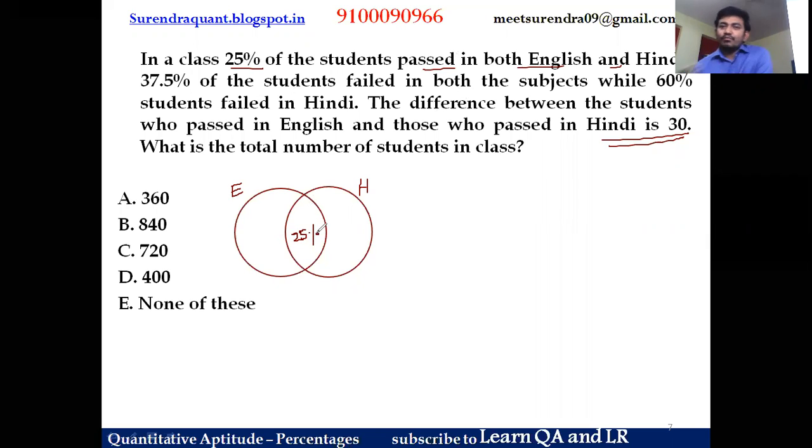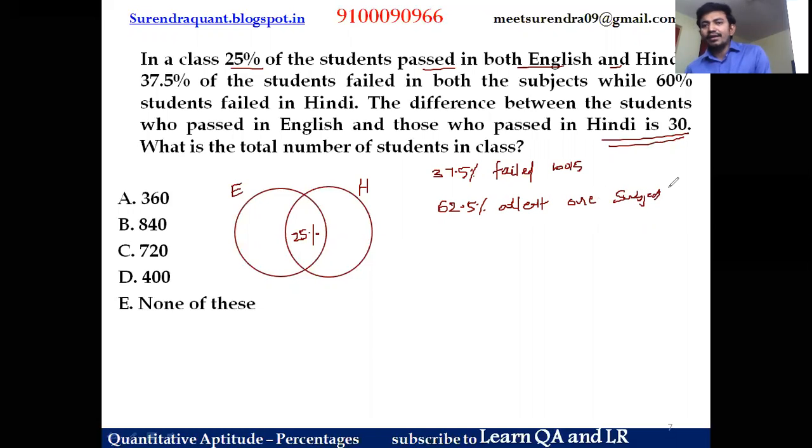37.5% of the students failed in both subjects. So if 37.5% failed in both, what about the number of students who pass in at least one subject? 100 minus 37.5, so 62.5 represents at least one subject passed. Here 62.5 will represent N of A union B, right? Okay, let us continue.